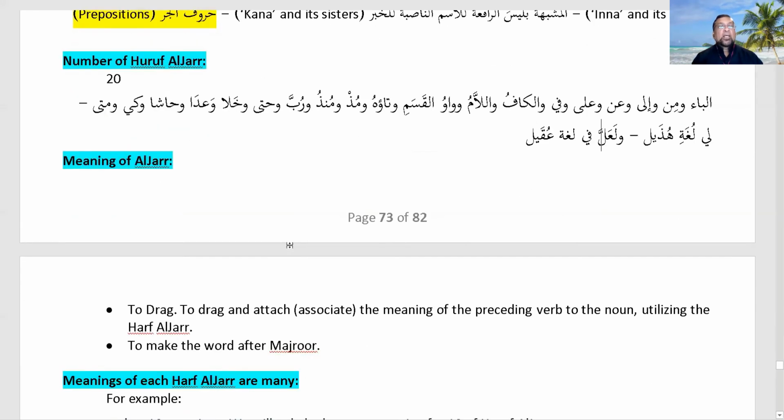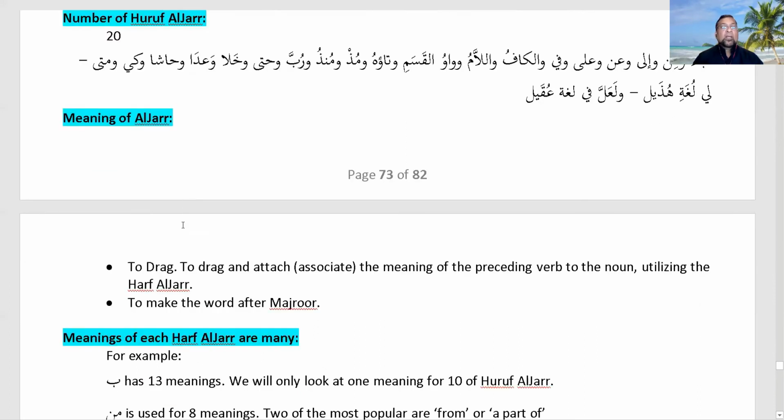As for the linguistic meaning of AlJarr, what does the word AlJarr mean? So we saw what Huruf mean, or various meanings of Huruf. What does the word AlJarr mean? So the word AlJarr comes from the original word jarra yajurru, jarran, to drag something.